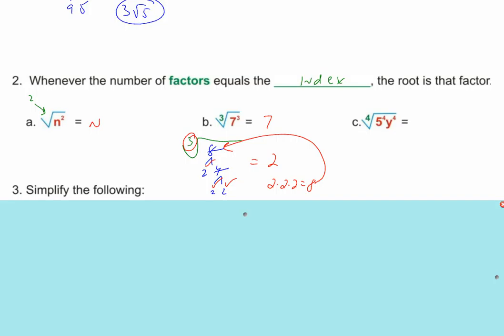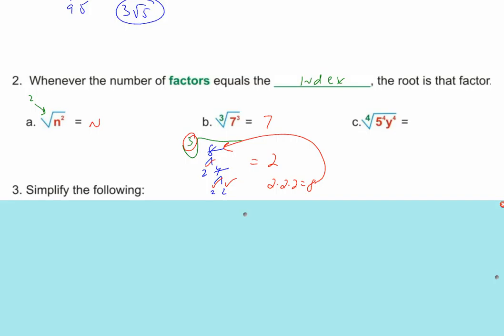What's the cube root of a 7 times 7 times 7? It's a 7. There's 3 of them. What's the cube root of n times n times n? And there's 3 of them. The cube root is it. The n. What's the cube root of 89 times 89 times 89? 89. All right.